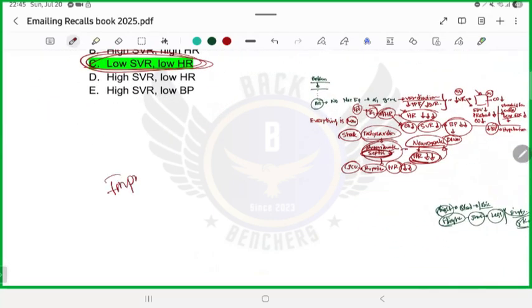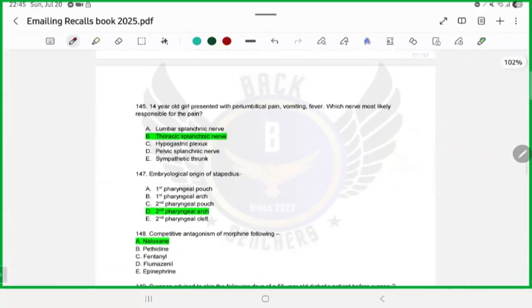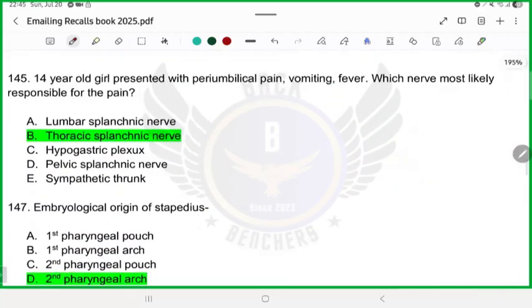Very important piece of information, guys. It will help all your life. Like, a 14-year-old girl presented with peri-umbilical pain, vomiting, fever.